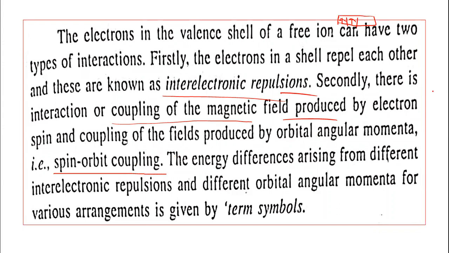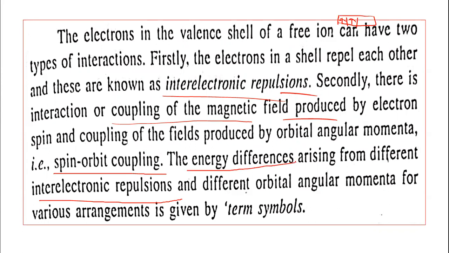Second thing is that there is an interaction or coupling of the magnetic field produced by the electron. Just as in ESR spectra, we know that electron spin interacts with the nuclear spin of the proton. So in this case also, the magnetic field produced by the electron spin couples with the field produced by the orbital angular momentum. That is spin orbit coupling that takes place there.